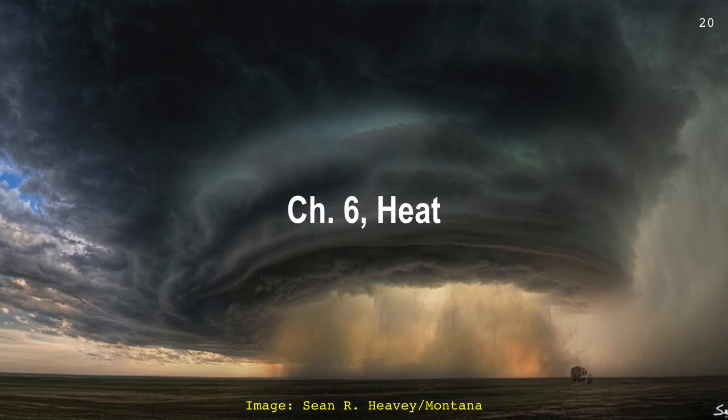Okay, let's talk about chapter 6. And speaking of spinning systems, look at this. This was on Astronomy Picture of the Day two days ago, Sunday, I guess. It is a picture of a supercell thunderstorm in eastern Montana, out by Glasgow, Montana. That's my old stomping grounds, so I really love this picture.